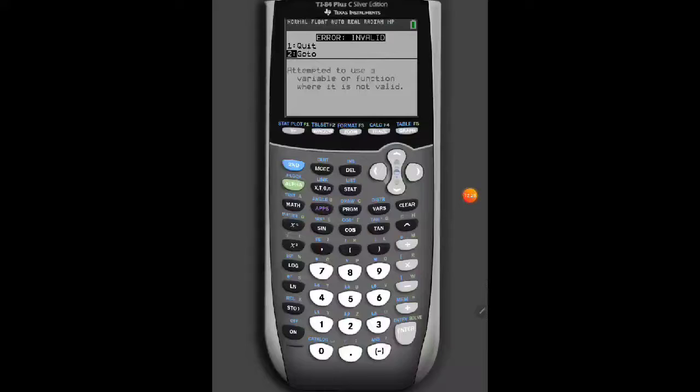Error. Go to. It doesn't like 6 for some reason. Oh, I think I know why. Okay, go to the window. Alright, so for the window, we're going to say from 0 to 10 with an x scaling of 1. Y minimum is going to be 20. Y maximum is 190. Graph. Okay, trace.